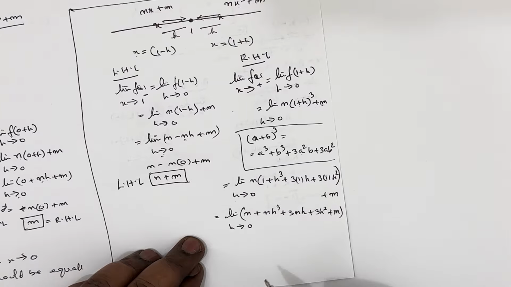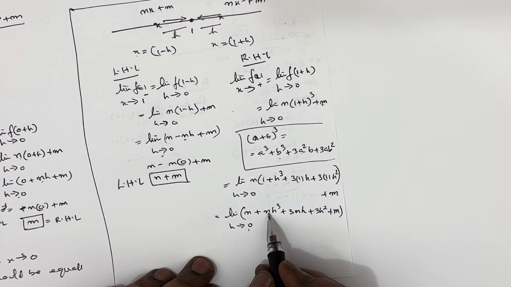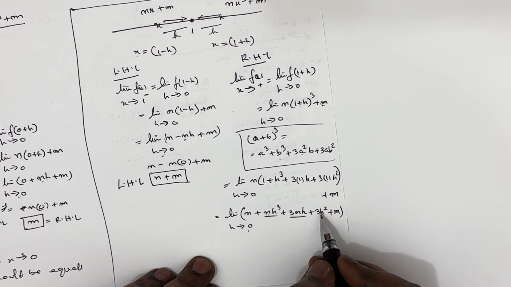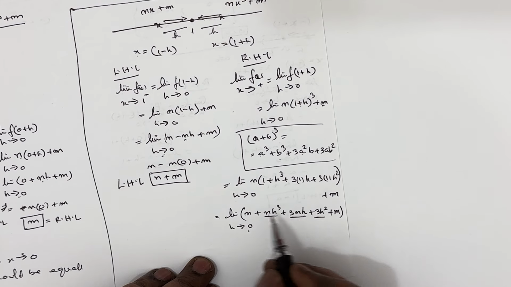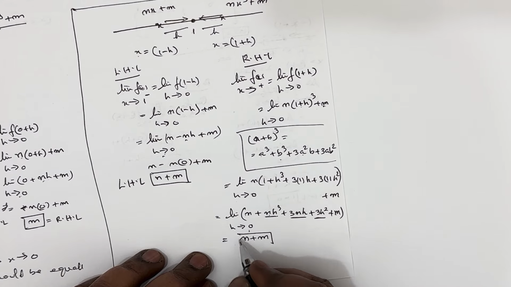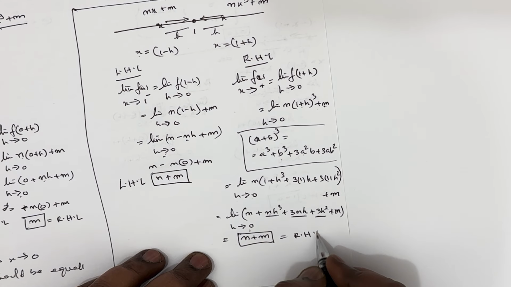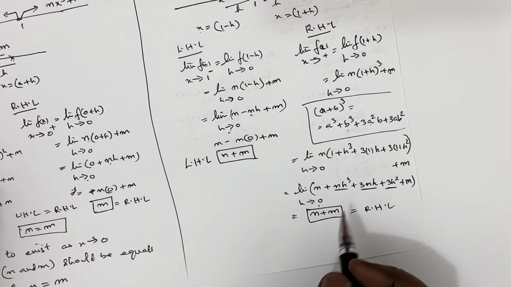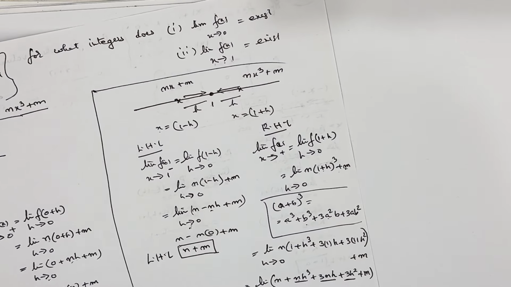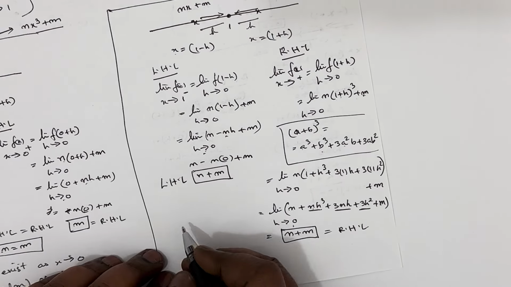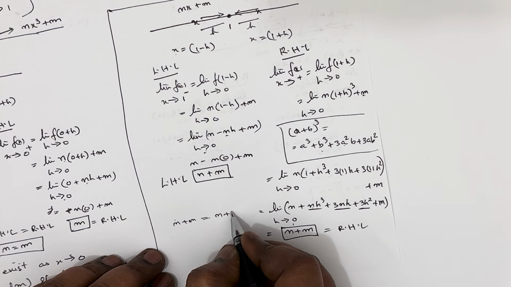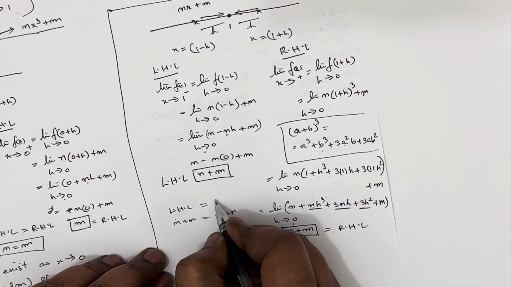h tends to 0. Now putting the value of h in this function, this is h, this becomes 0, this also becomes 0, and this also becomes 0. So we have remaining n plus m, which is equal to n plus m. So this is the right hand limit. Now since it is given that the limit exists, both the left hand limit and the right hand limit should be equal. Now we got it equal: n plus m equal to n plus m, LHL equal to RHL.